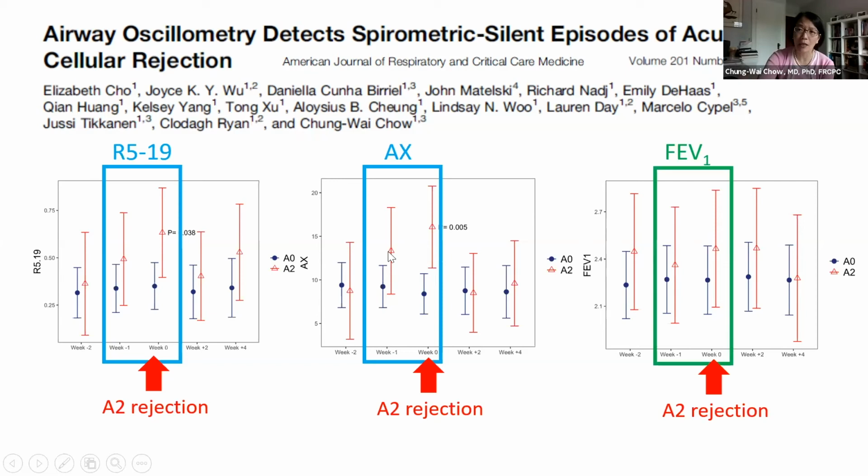In contrast, if you look at the FEV1, which is still the gold standard monitoring metric for lung function post-transplant, what you see is that in these red patients, the patients with acute rejection, you would have actually thought that they were getting better because their FEV1 looked like it was improving.